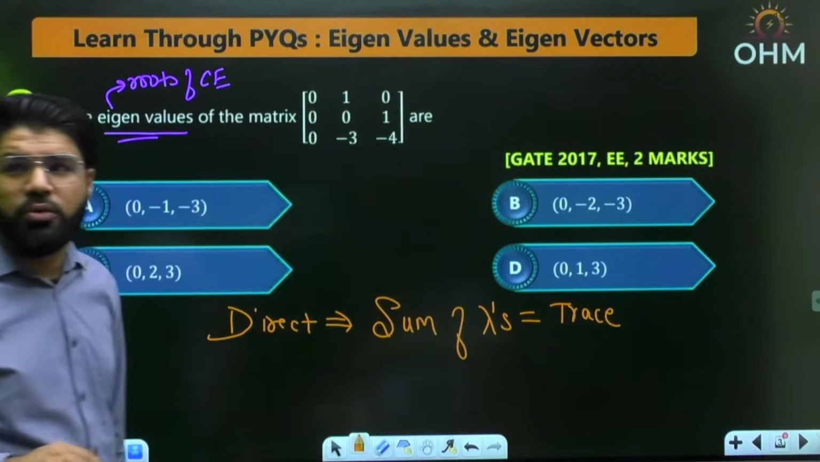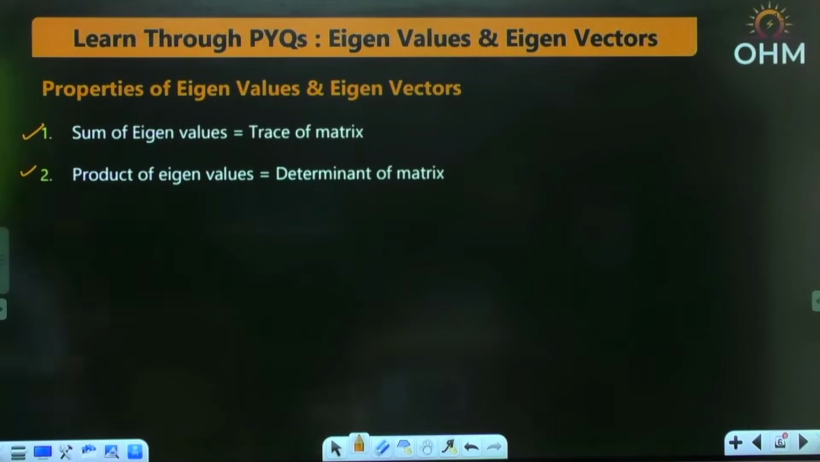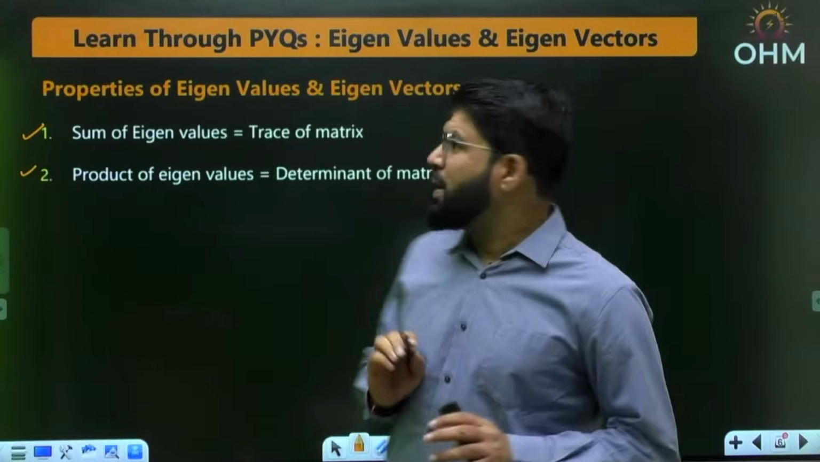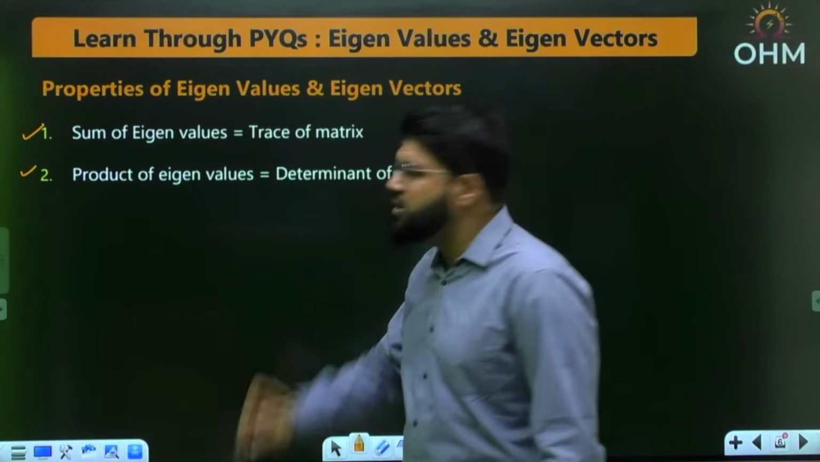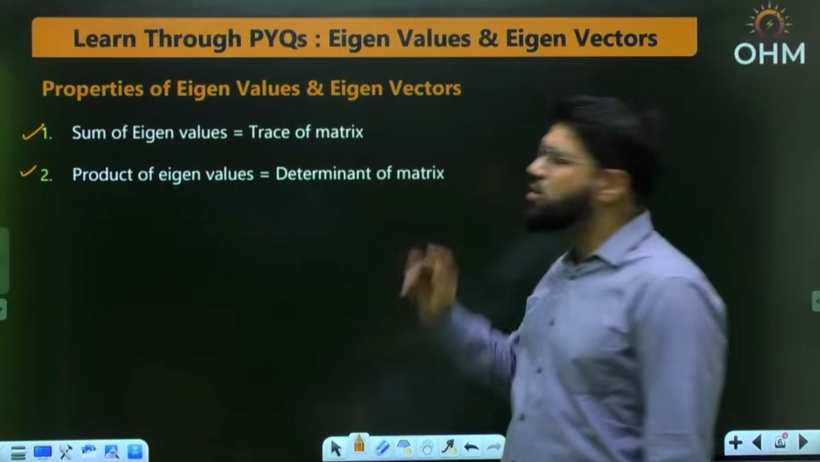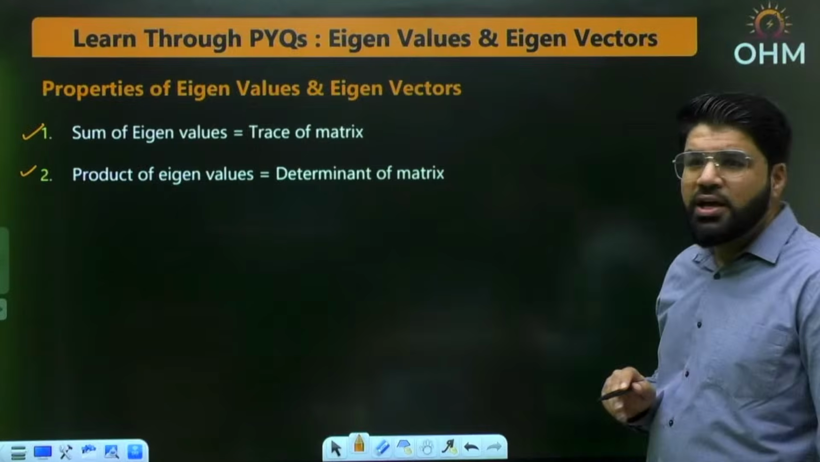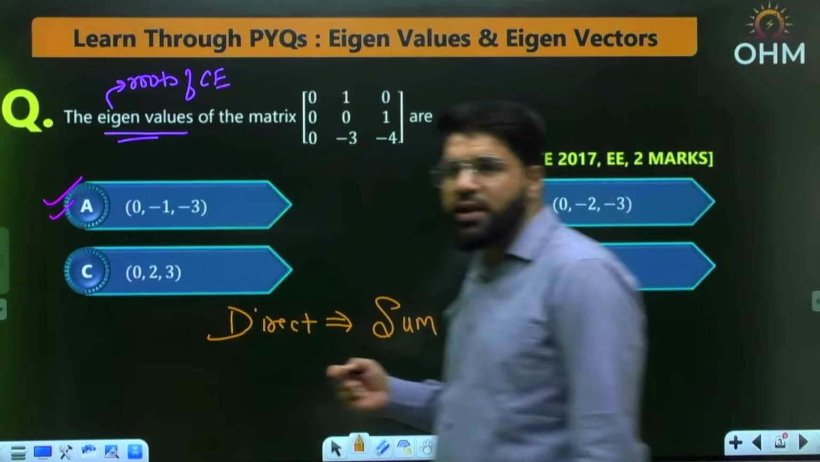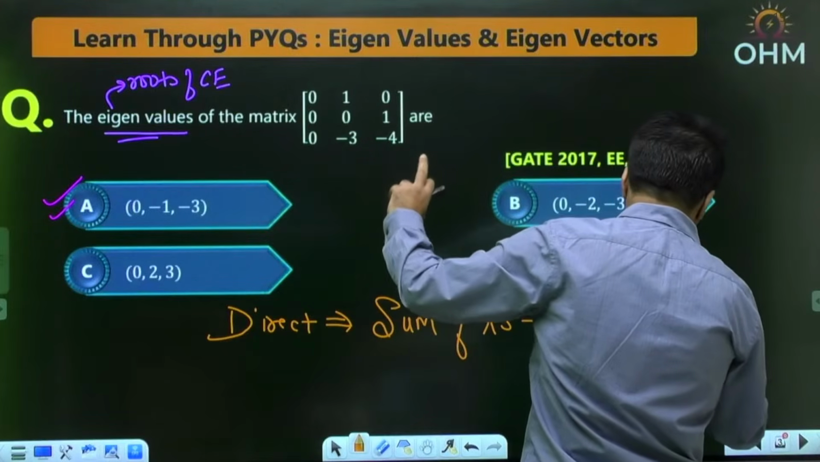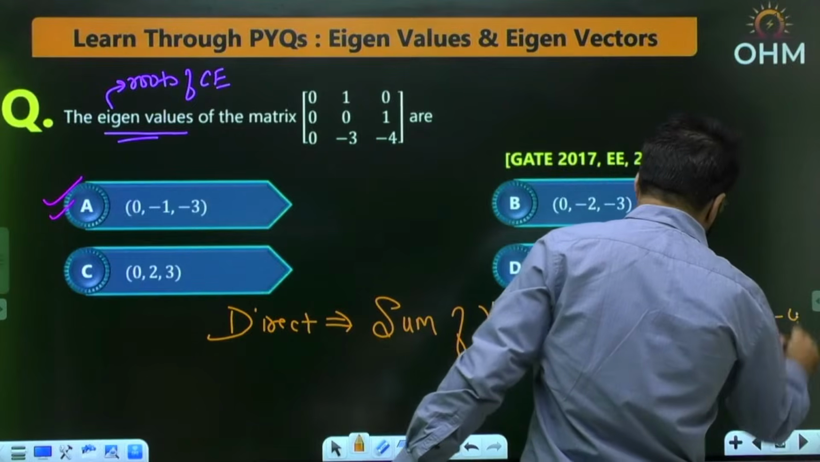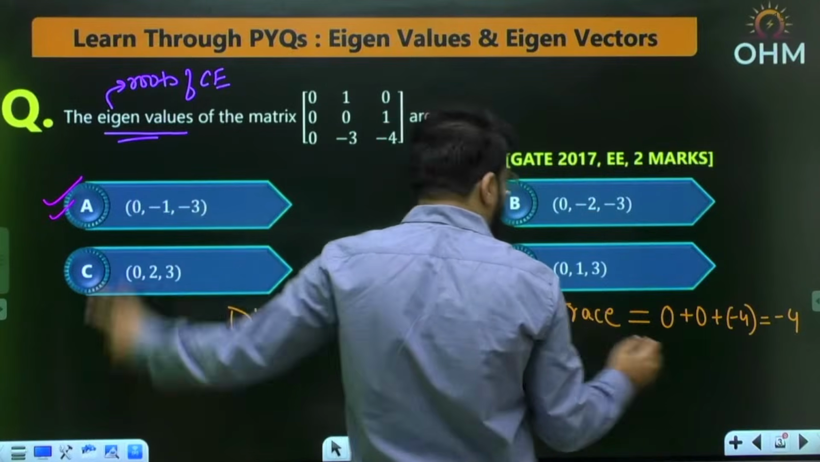See, two most powerful properties. One by one, I will keep introducing the properties. The first two most important properties with respect to eigenvalues and eigenvectors: the sum of eigenvalues is always equal to the trace of the matrix, and the product of eigenvalues is always equal to the determinant of the matrix. So actually this question requires nothing if you know this direct property. Sum of lambdas is equal to trace, and what is the trace here? 0, 0 and minus 4. The sum of eigenvalues should also be minus 4. This is minus 5, this is plus 4, this is plus 5. Only option number A.